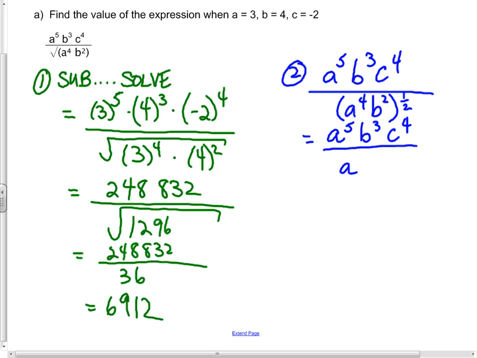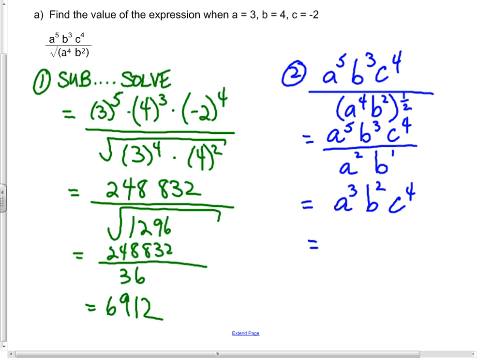If I have a power of a product, the exponents inside get multiplied by the half. So I have a, 4 times a half is 2. b, 2 times a half is 1. Now I have division. a to the 5th divided by a squared is a cubed. Subtract the exponents. b cubed divided by b to the 1 is b squared, and c to the 4th. Now it's still ugly, but it's more manageable.